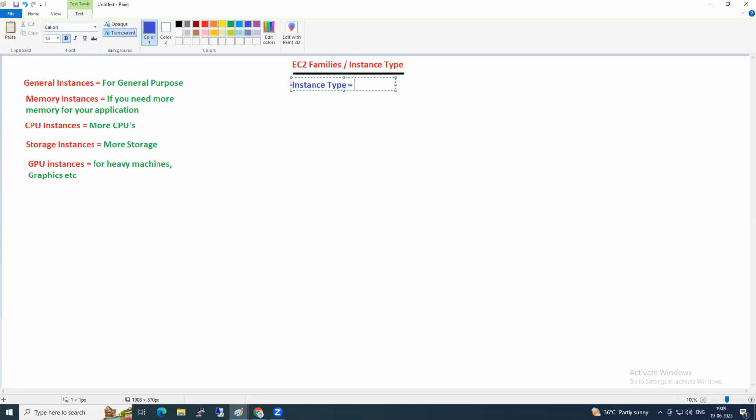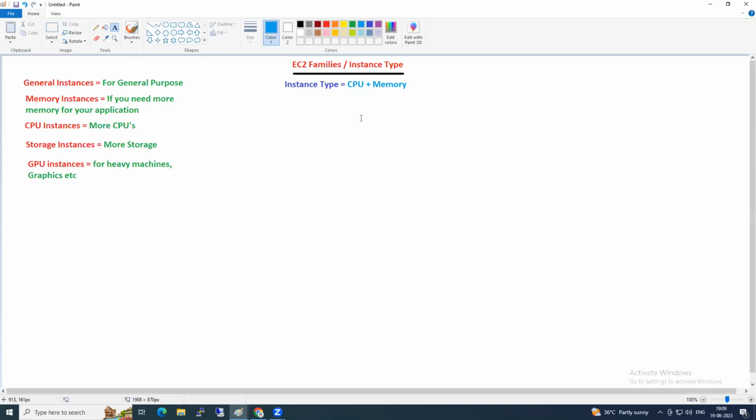Instance type will come with a combination of CPU and memory. Now tell me, will you go and install the operating system? No. So it's all about choosing, correct? What you want, you choose it here in AWS. So here you have different types of instance types where you need to choose.